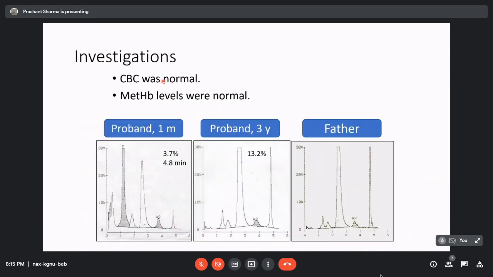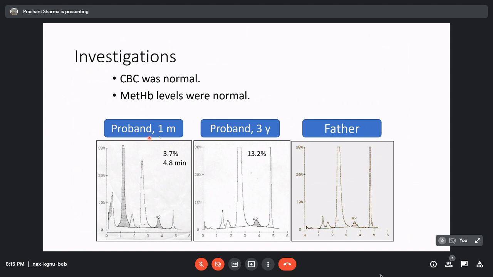But okay, so these are her investigations. Her complete blood count was normal. She is cyanosed, and the anesthetist probably noted this at the point of pulse oximetry. Her methemoglobin levels were done, and they were also normal.